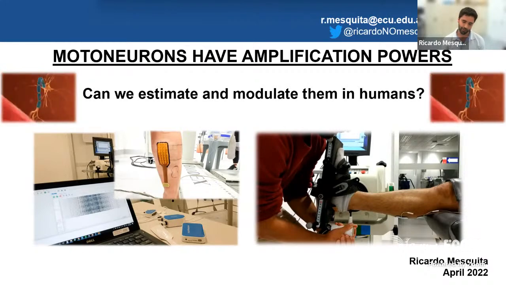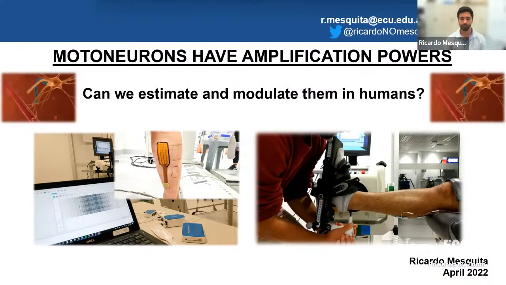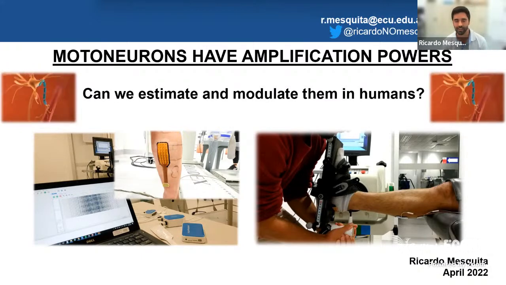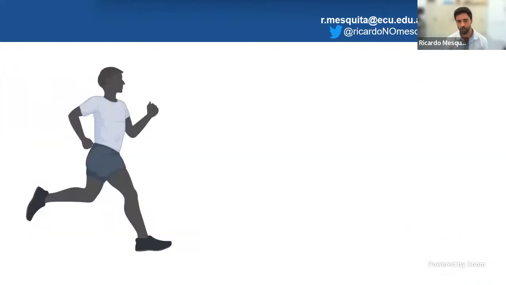So the title of this presentation is Motor Neurons Have Amplification Powers. Can we estimate and modulate them in humans? So as we all know, when we voluntarily move our body, we need to send signals or commands from our brain to our muscles. And how do we do that?